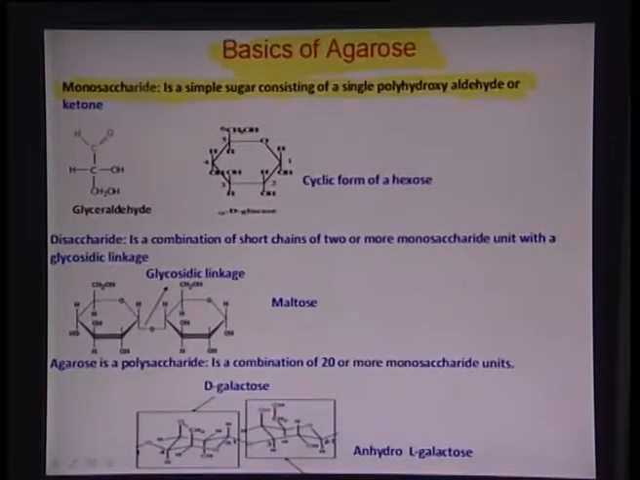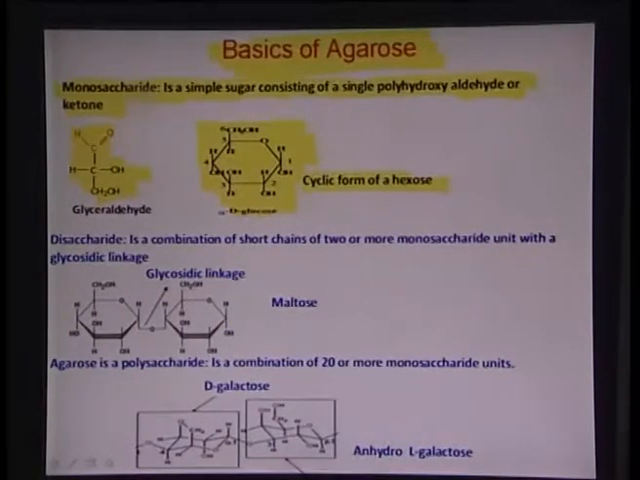Saccharon can be a monosaccharide, where it is a simple sugar consisting of a single polyhydroxy aldehyde or ketone, something like this. Let's say glyceraldehyde is a kind of sugar, or this alpha-D-glucose is a cyclic form of hexose. It's again another sugar, but essentially it is only one member, one single polyhydroxy aldehyde or polyhydroxy ketone. That is what a monosaccharide is. One sugar molecule, one saccharon.